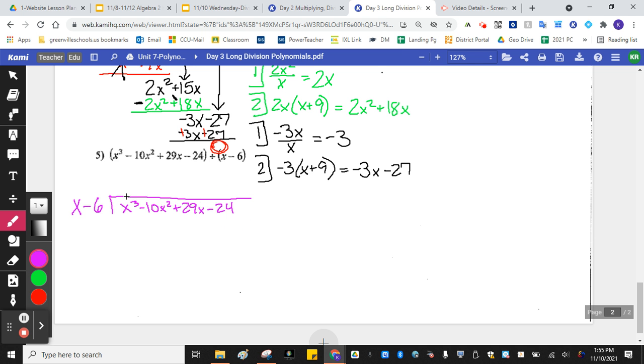Take the first term of the dividend, what you're dividing into, and divide by the first term of the divisor. That gives x squared. Line that above your 10x squared, it'll help you later on. Then x squared times x minus 6. X squared times your divisor is x cubed minus 6x squared.